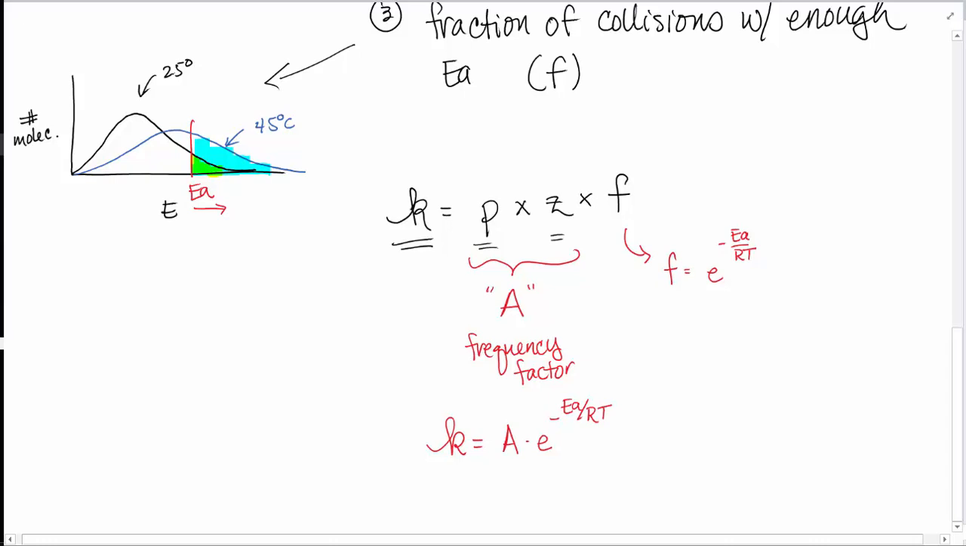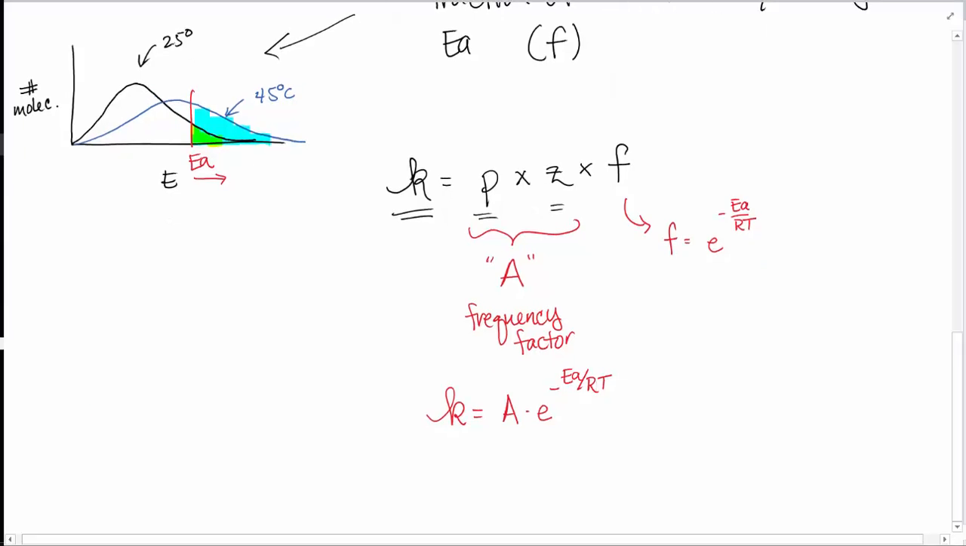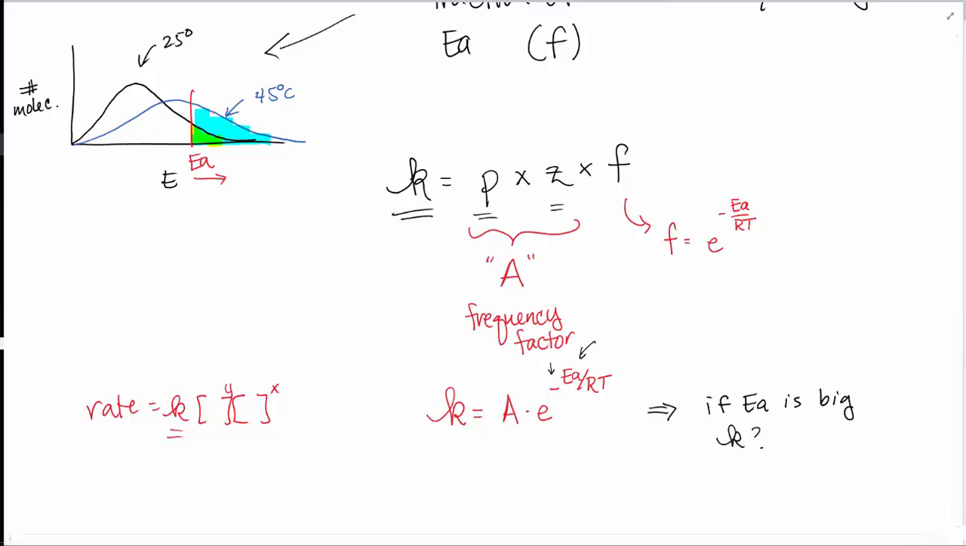So this starts to let us think about a few things. Remember that rate is equal to k times the concentration of our reactants raised to some powers, right? So this is the k we're talking about. And some things that I want you to think about are, if E sub A is big, what does that mean is happening to k? If we have a big E sub A, but it's a negative exponent, right? So this is where it becomes a little more complicated to think about.